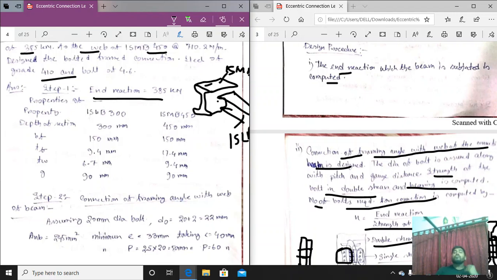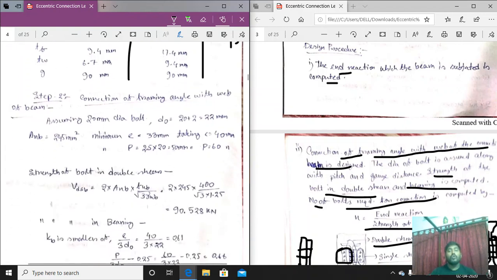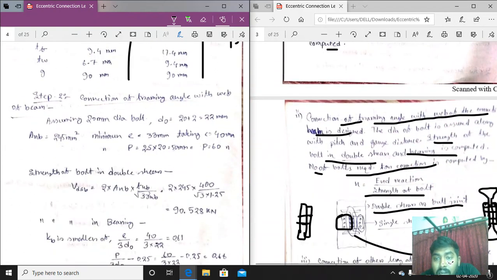Now we will write down all the properties of the sections, that is ISLB 300 and ISMB 450. We will use the ISSP 6, the handbook for steel design, and all the properties of these two members are to be written from that IS handbook. Now coming to step 2. What is step 2? Here, the connecting of the framing angle with the web of the connecting beam is designed.